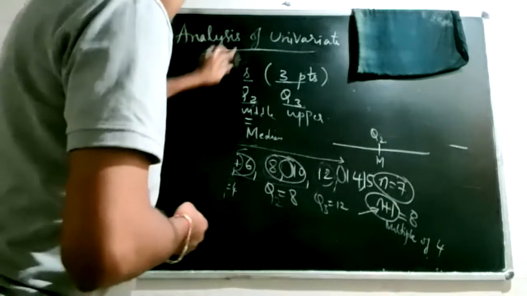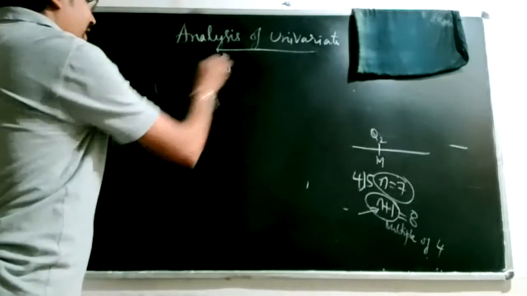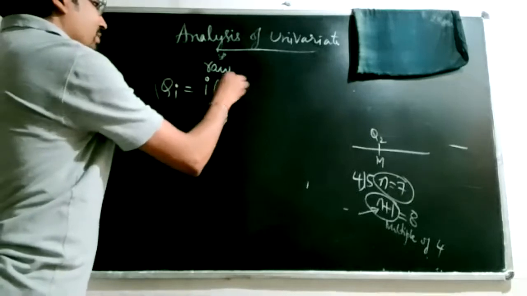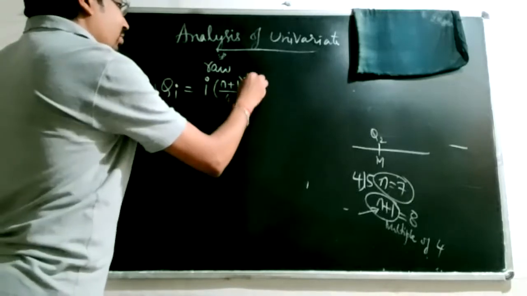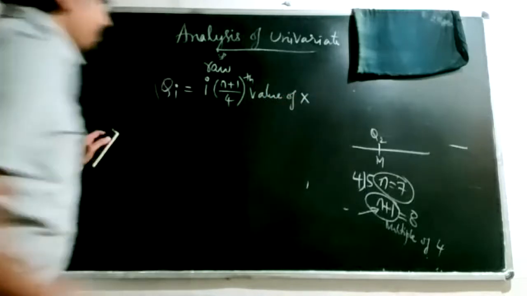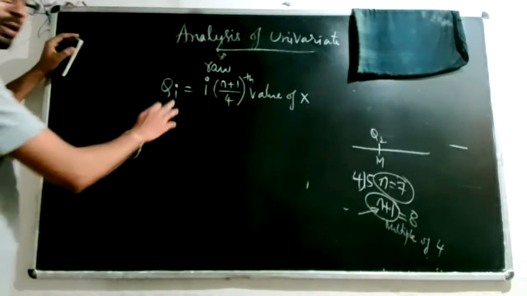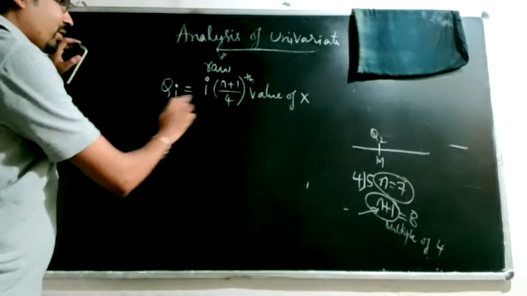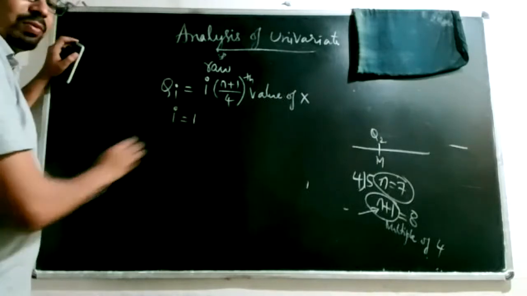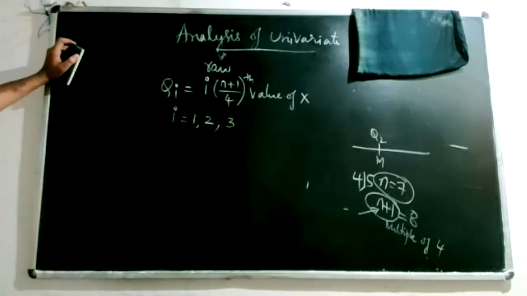And based on this n plus 1, we give you the formula for raw data, where your quartile is given by i into (n plus 1) by 4. Instead of giving you several formulas, I can give a common formula for all of Q1, Q2, and Q3. I call it Qi. So you take i is equal to 1 to obtain Q1, i is equal to 2 to obtain Q2, i is equal to 3 to obtain Q3.